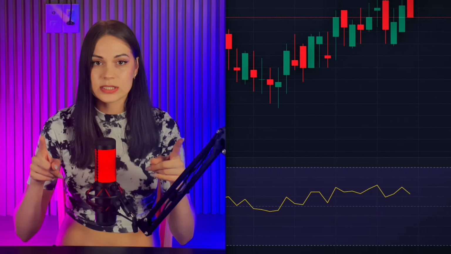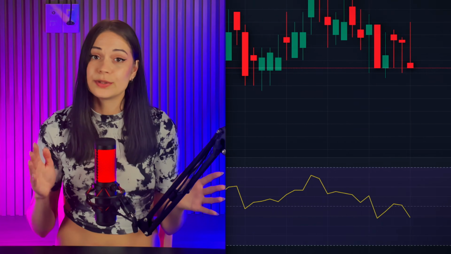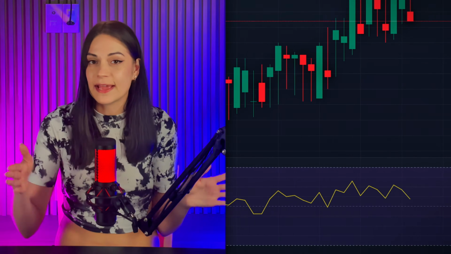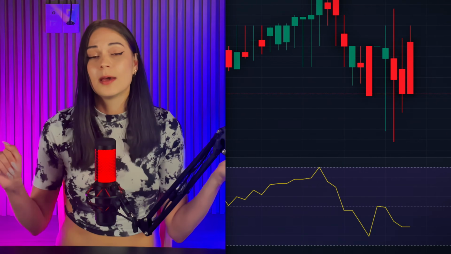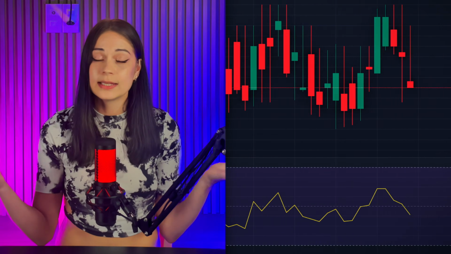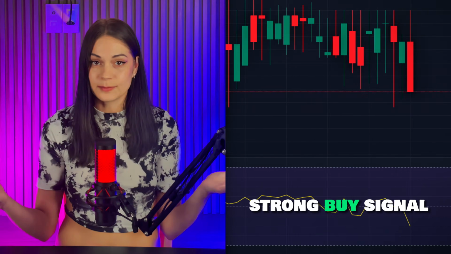So using RSI helps traders find entry points to trades, avoiding incorrect entries. For example, if the RSI shows an oversold market, but the price is at the support level, this can be a strong buy signal. So what you need to do is combine RSI with other technical analysis tools to get more accurate signals.